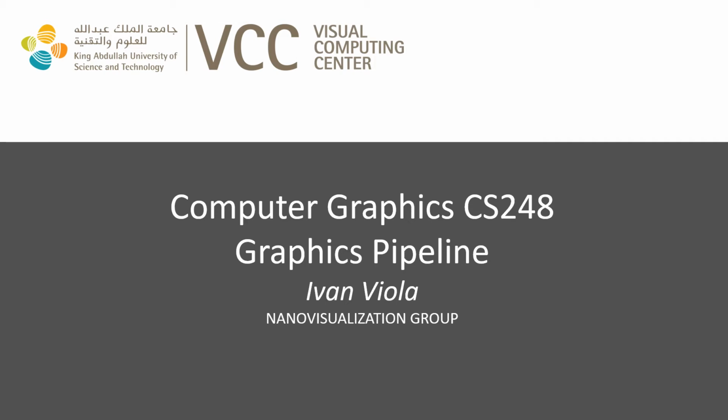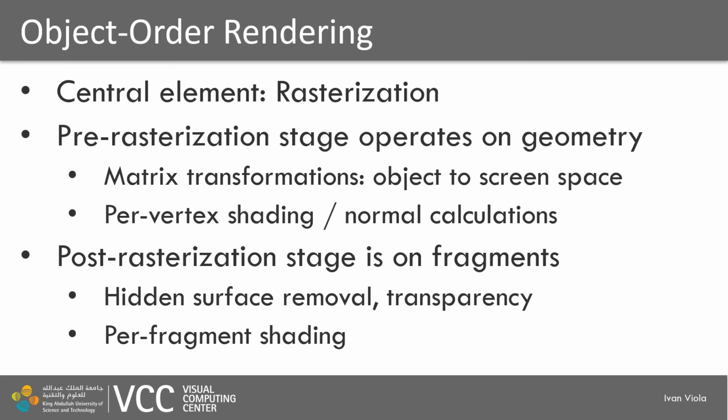Welcome to the lecture on graphics pipeline, which is a lecture within the series on computer graphics at KAUST. Today we will be talking about a different approach from ray tracing as an image order rendering, and we will be discussing another technique which is called object order rendering, or often also referred to as rasterization approach.